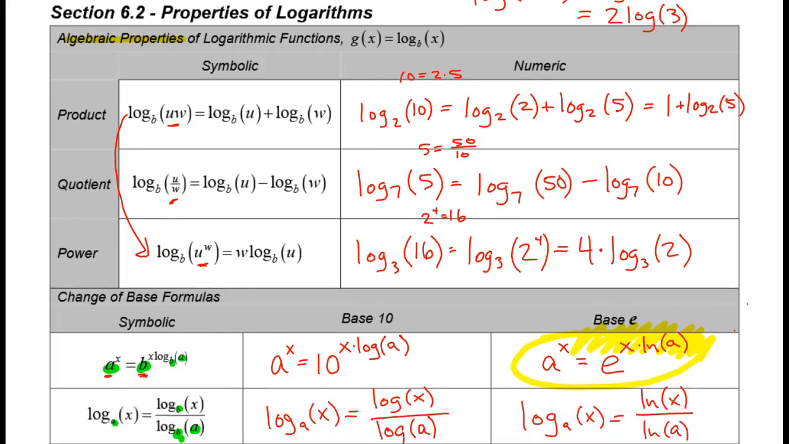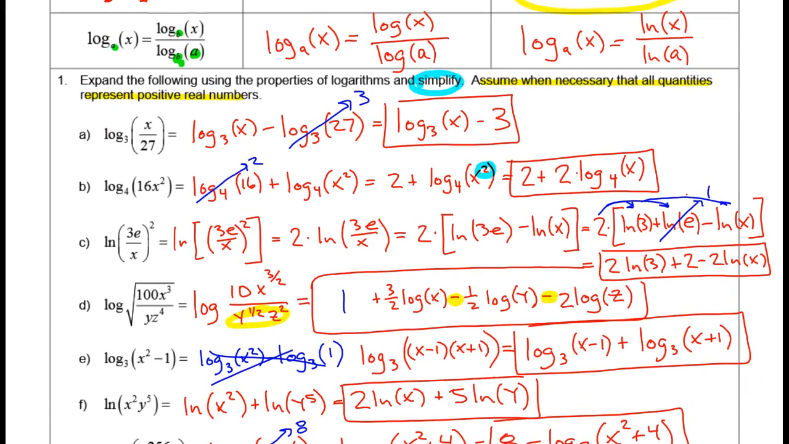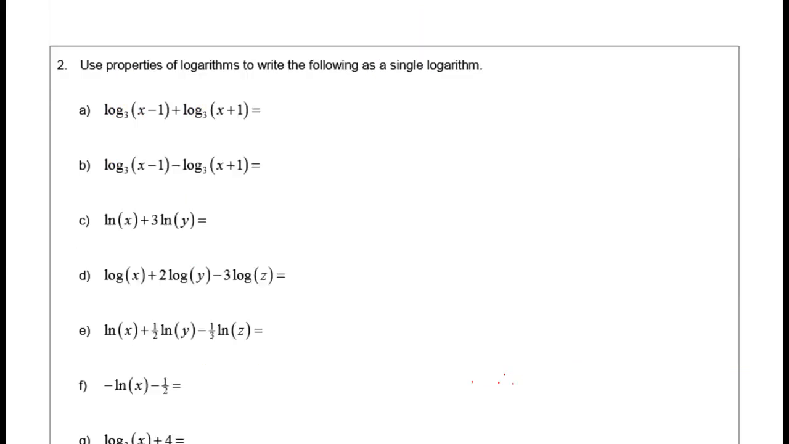So in example 1 on the previous page, we were asked to expand the following using properties of logs and then simplify. So we took these single logarithmic expressions and then expanded them. We're going to do the opposite in example 2. We're going to take these expanded forms and condense them down to a single logarithm. So let's start here with the first one.